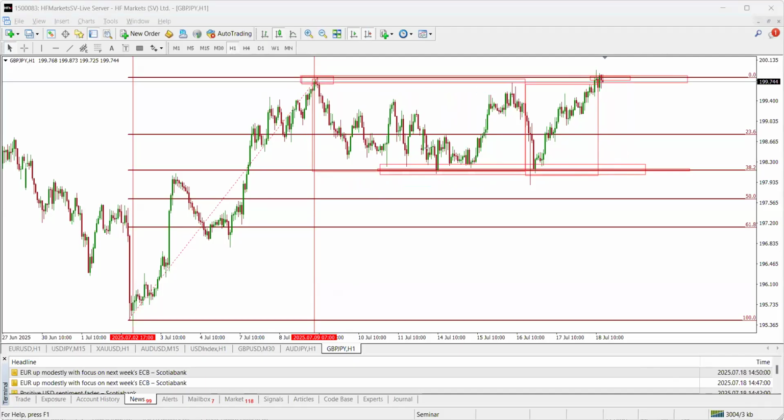But you see, the fib could have been a better tool for you to spot an entry into the market and, of course, make a decision. I hope I'm making sense and I'm communicating with you.